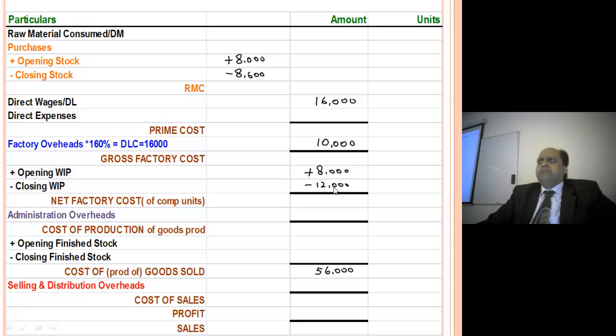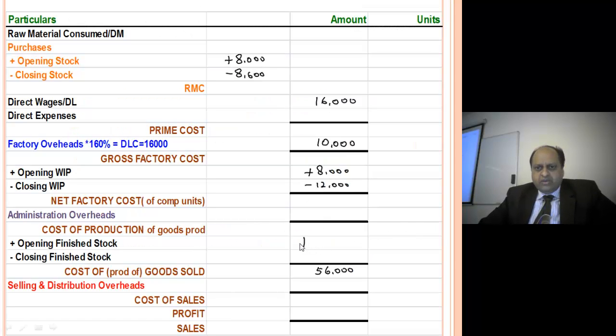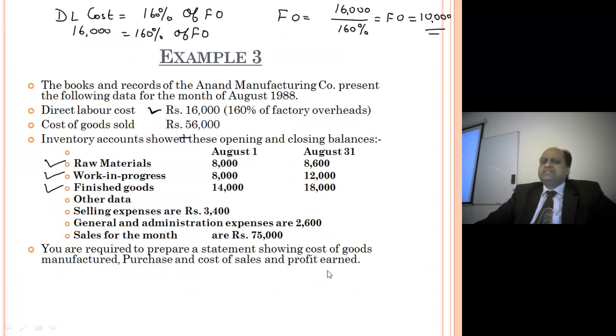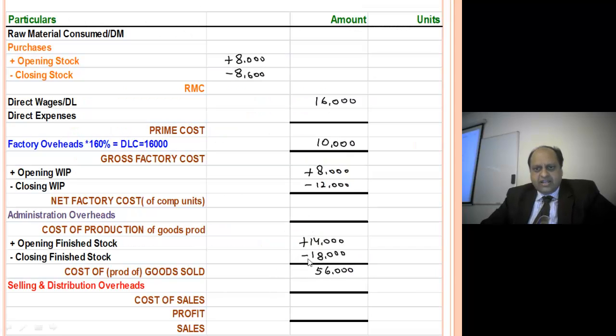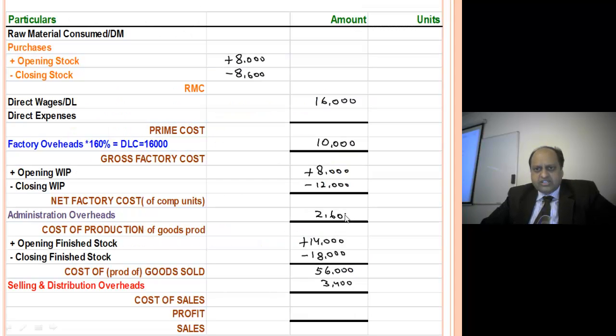So the best idea is to make the blank cost sheet, then keep on putting the figures wherever required. You can call it a fill in the blanks kind of question. Now we have the third category, which is finished goods, and the opening is 14 and the closing is 18. Let us place these figures too. Opening we have here 14 and closing below this 18,000. Fine. Now it says selling expenses are 3,400 and general and administration are 2,600. So I will put 3,400 for selling and here 2,600.